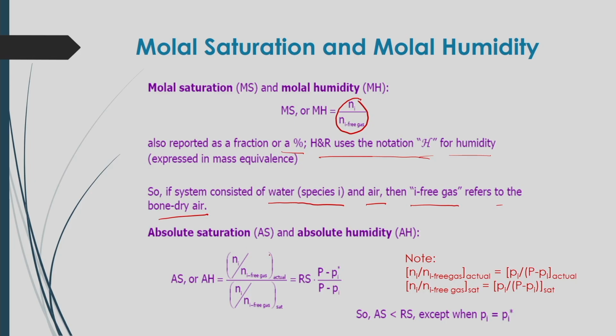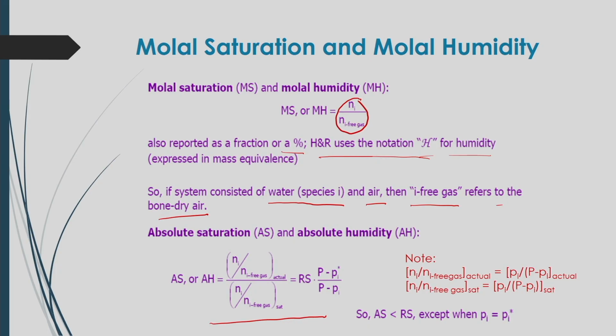That is also defined as given in this equation. This is basically the ratio of moles of component i to the moles of the i-free gas in the actual condition, and also that ratio in the saturated condition. Based on the actual and saturation conditions, if you take the ratio, then it will be called absolute saturation or absolute humidity, and it is defined by this equation.